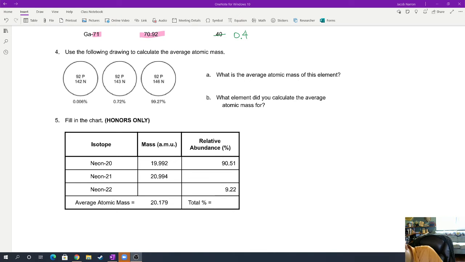So instead of 0.006, this is going to be 0.00006. Okay, so we add a couple zeros. Again, we're just moving that decimal to the left too. Instead of 0.72, it'll be 0.0072. And this one will be 0.9927. Once again, you can divide by 100, or you can just move the decimal place to the left too. It's the same thing I've been doing the whole worksheet.